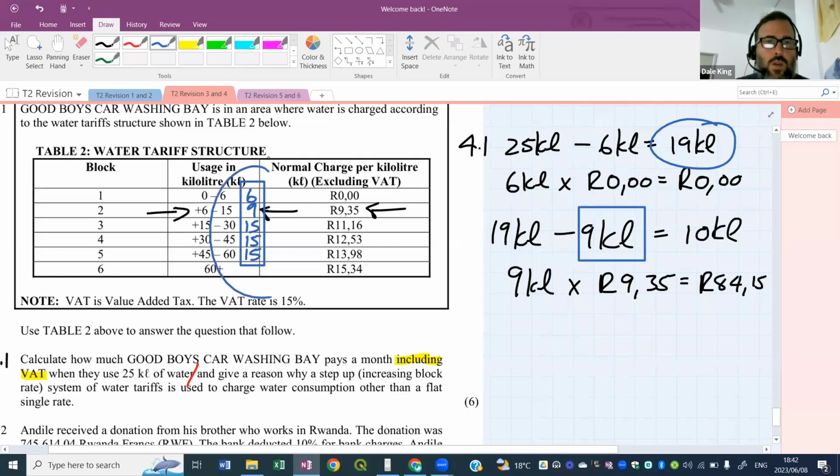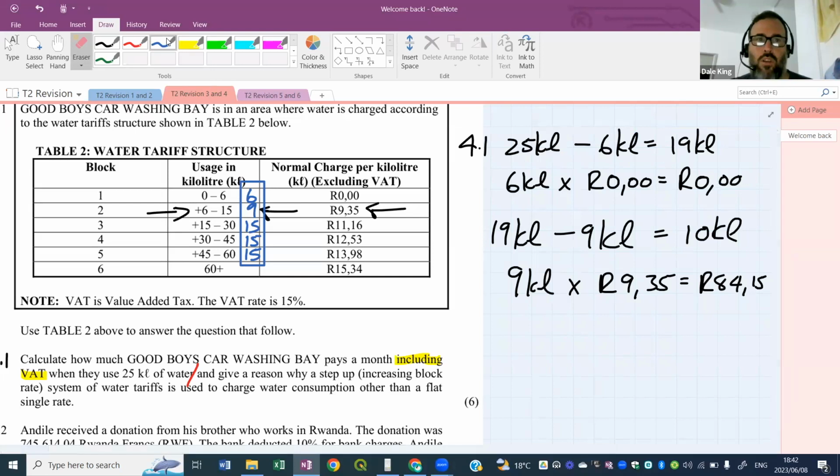So this is why I say write these totals out, and then I can compare my 19 kiloliters here and look at block 2 and say, oh, there's only 9 kiloliters in there. So I've got more than enough, so I'm going to use the whole 9. So you'll see in the next calculation I've got 10 kiloliters left after I've just done this calculation, which means I'm in block 3 now.